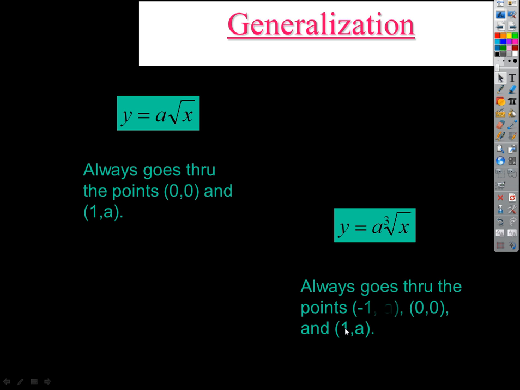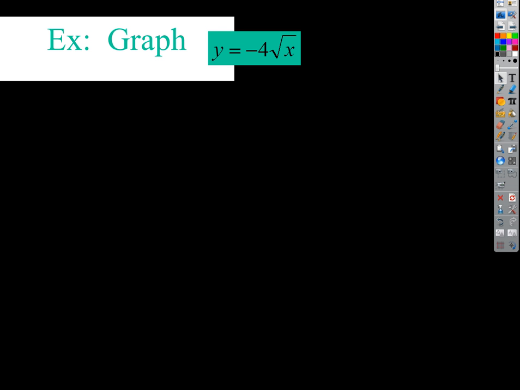Instead of going through the point 1, 1, now I go through the point 1, a, and instead of going through the point negative 1, negative 1, I go through the point negative 1, negative a. That's how it's changing. Okay?